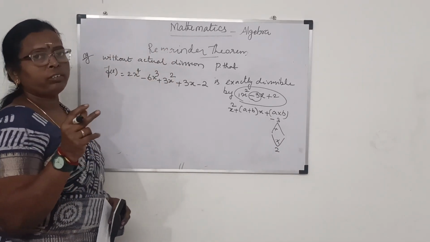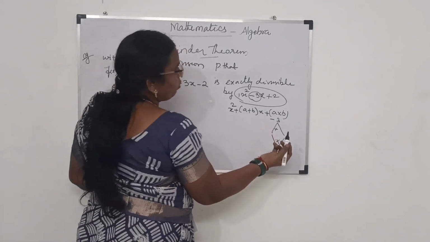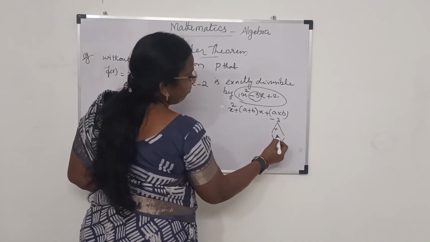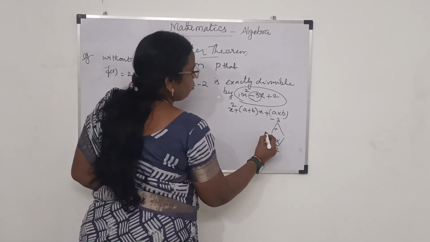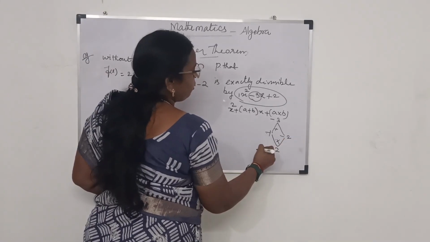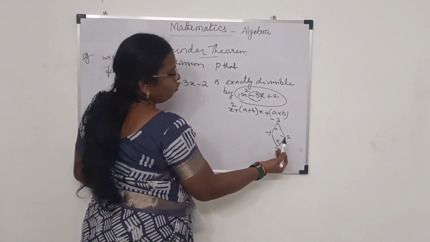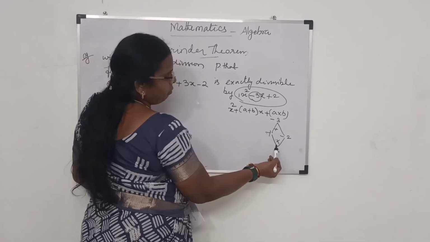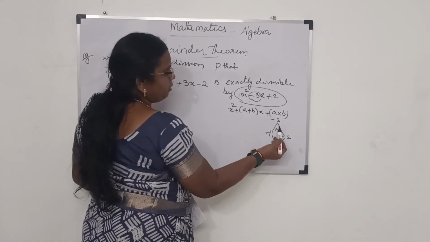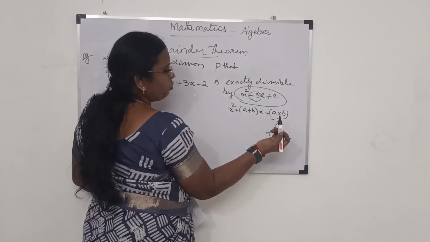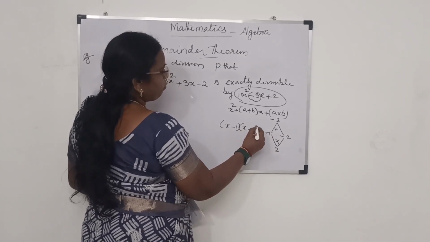So we have to find the two values which, when we multiply them, we should get 2, and when we add them, we should get 3. Obviously it is very easy to say that they are 1 and 2. When you multiply minus 1 and minus 2, you get plus 2. When you add minus 1 and minus 2, you get minus 3. So the factors are x minus 1 and x minus 2.